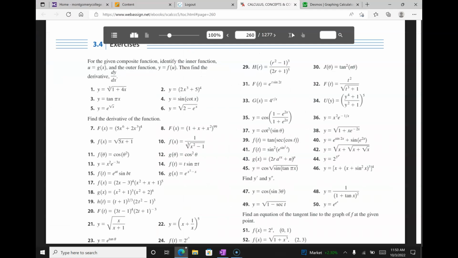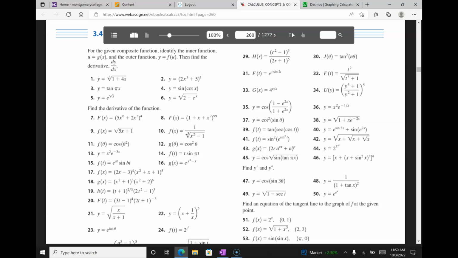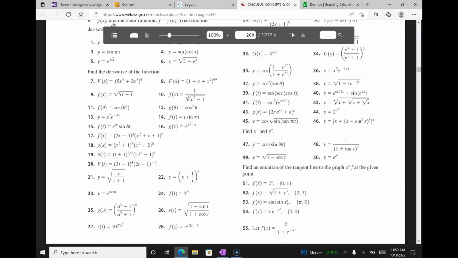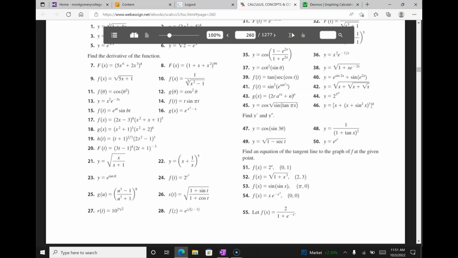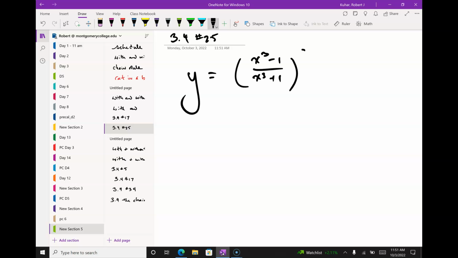Let's do another. Let's do 25. So I've got y equals x cubed minus 1 over x cubed plus 1, all to the 8th power.